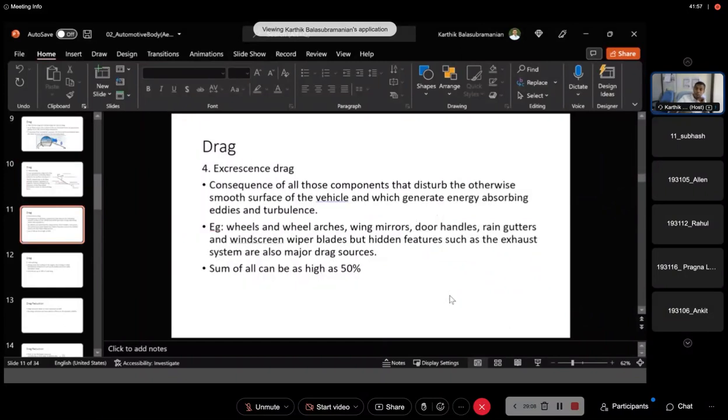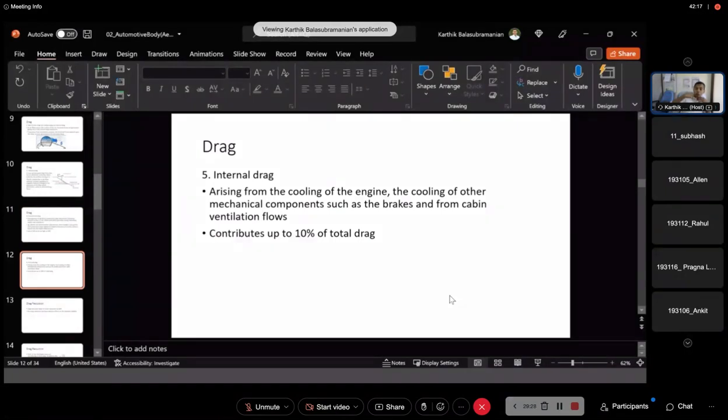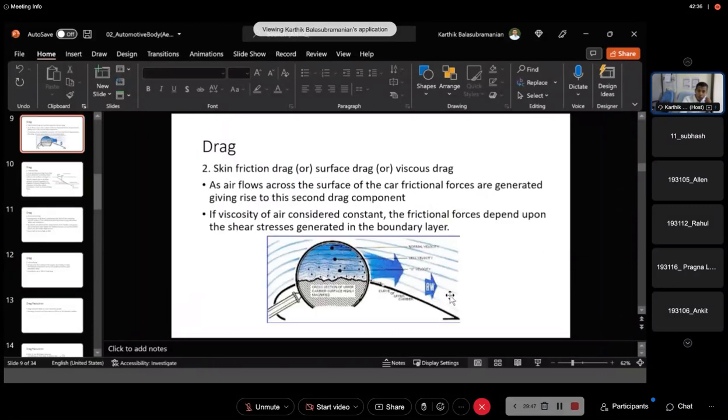And then excrescence drag is caused by all the additional components like external rear view mirrors, fenders, and the door outer strips, and all those things. The drag created due to those things is called excrescence drag. And there is something called internal drag because of the air flowing through the different compartments of the vehicle. So these 5 different constituents of drag are there in an automobile. But form drag and skin friction drag are the top two. They are the most important to be considered.